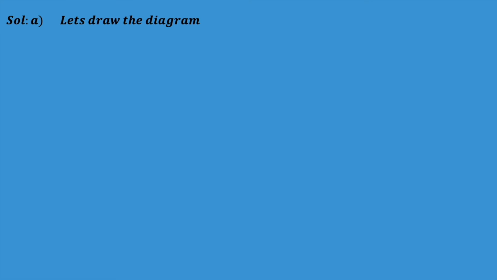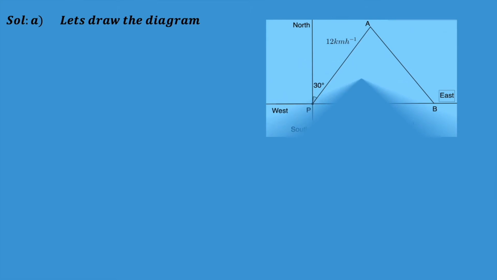Solution. Let's draw the diagram first. You can see the diagram on the right-hand side: port P, ship B, ship A, north, east, west, south. Ship B is 100 km from P, and ship A is traveling at 30 degrees at 12 km per hour. Ship B is traveling at 8 km per hour towards P, and is 100 km from port. Now the diagram is not to scale.